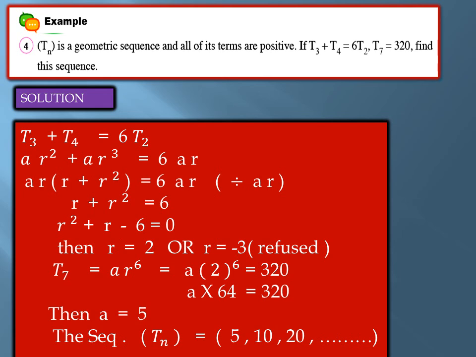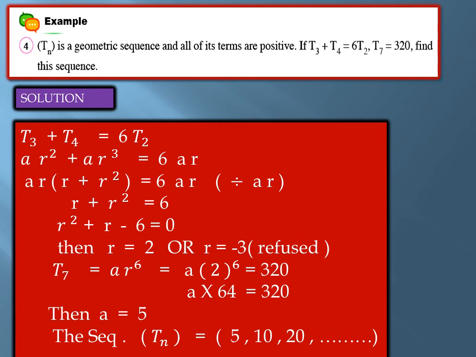Now R equals negative 3 is refused. Why? Because all of the terms of this sequence are positive. Then R must be positive. Then R equals 2, but R equals negative 3 is refused. Now we get R equals 2.